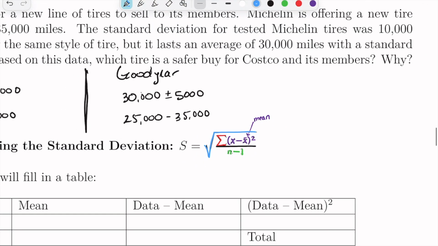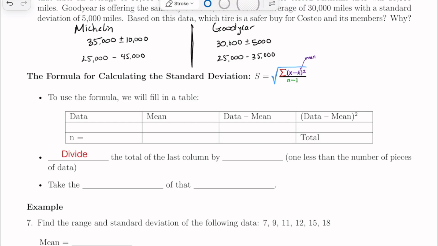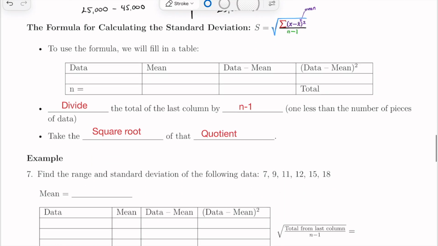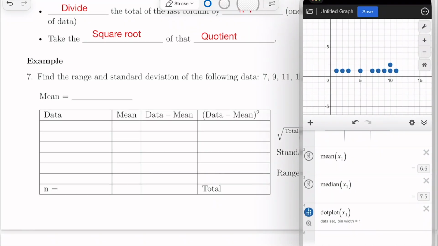Let's do that. Okay, so I just described that whole process to you, but for those of you that like to fill in blanks, all we're going to do is divide the total of the last column by n minus 1, and then take the square root of that quotient. Got it? Good. Let's do it. The first thing we have to do when we have a data set like this is to find the mean. So let's go ahead and add together all of that data.